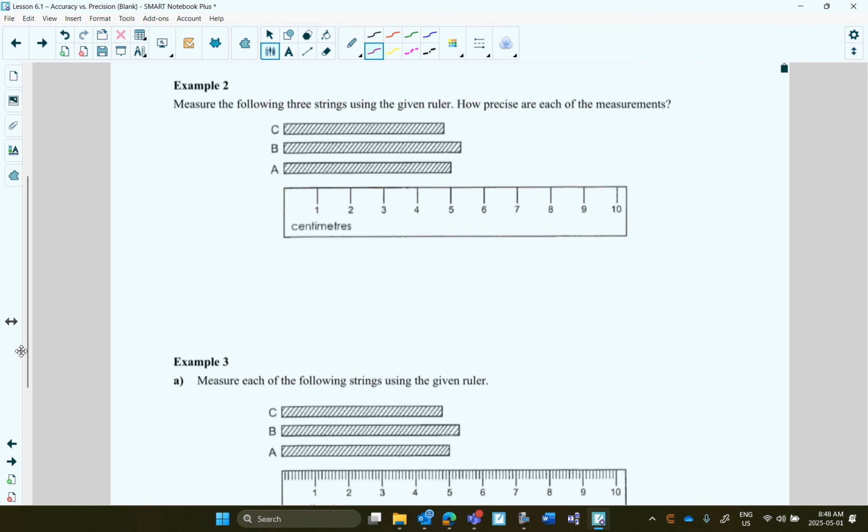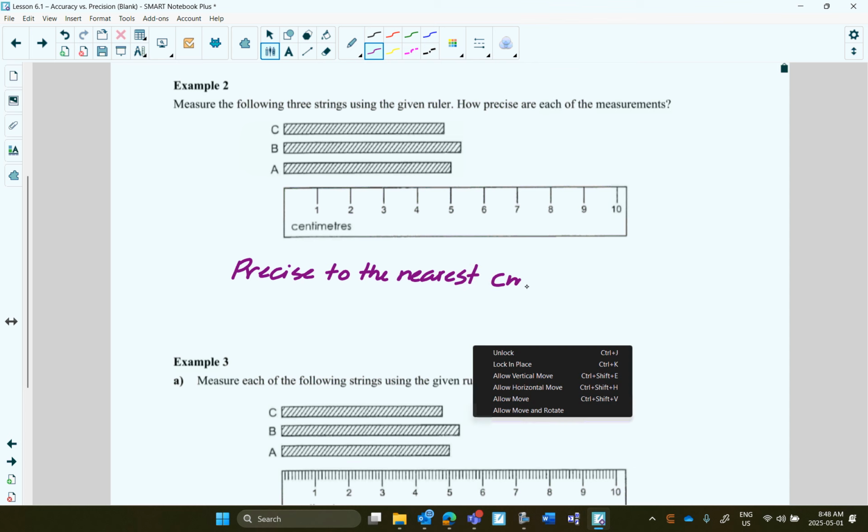There's a notch at every whole number, right? So wouldn't that mean whole centimeter? So precise to the nearest whole centimeter. Or I'll just put nearest centimeter. Which means all we can do when we measure these strings is go to the nearest whole centimeter.